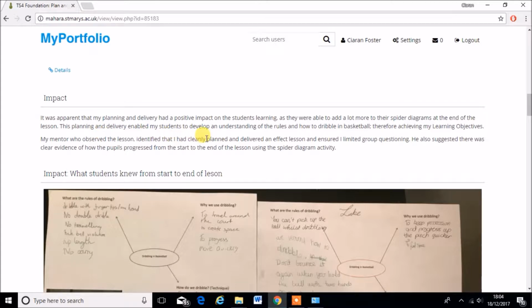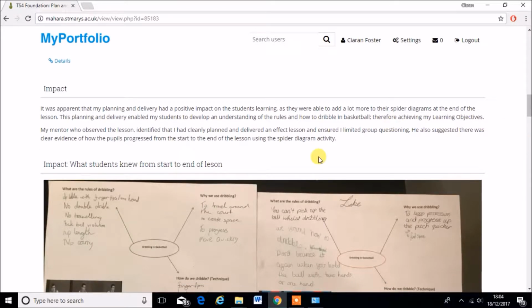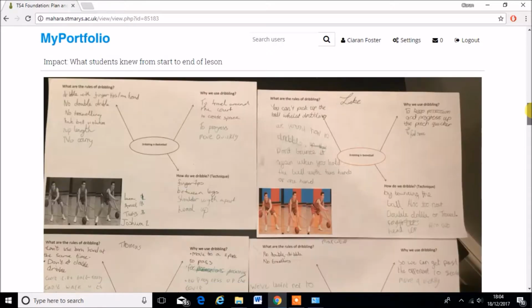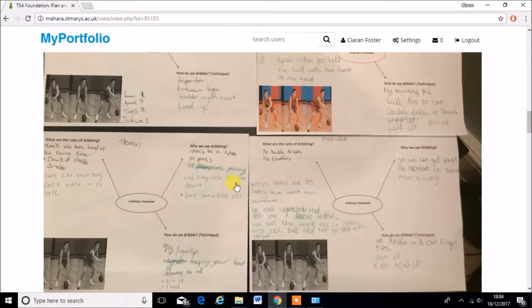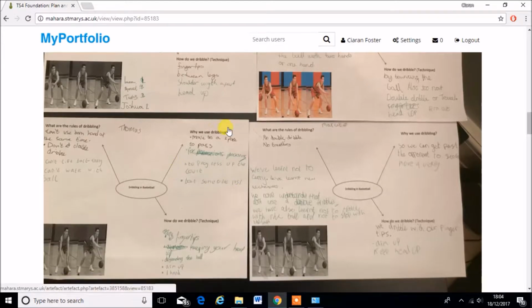My mentor observed the lesson and identified that I planned clearly, which you'll see in a second, and that I limited group questioning. He also suggested there was clear evidence of how pupils progressed using the spider diagram activity. So if we look here again, you can see a lot more has been added in green compared to what they had at the start of the lesson, just the black pen.